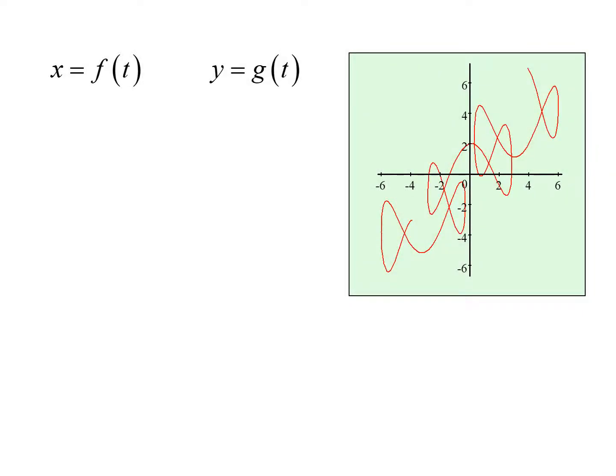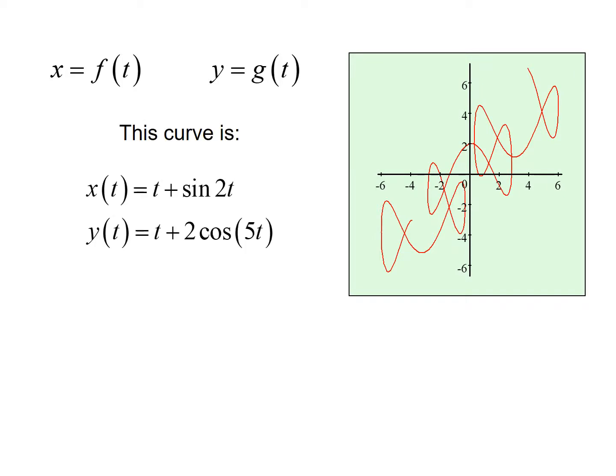All right, so if we have some set of parametric equations, x equals f of t, y equals g of t, this crazy looking curve over to the right here, that's x equals t plus sine of 2t, y equals t plus 2 cosine of 5t. And you can see that parametric equations can allow us to graph some things that we would never be able to graph using just our standard Cartesian equations.